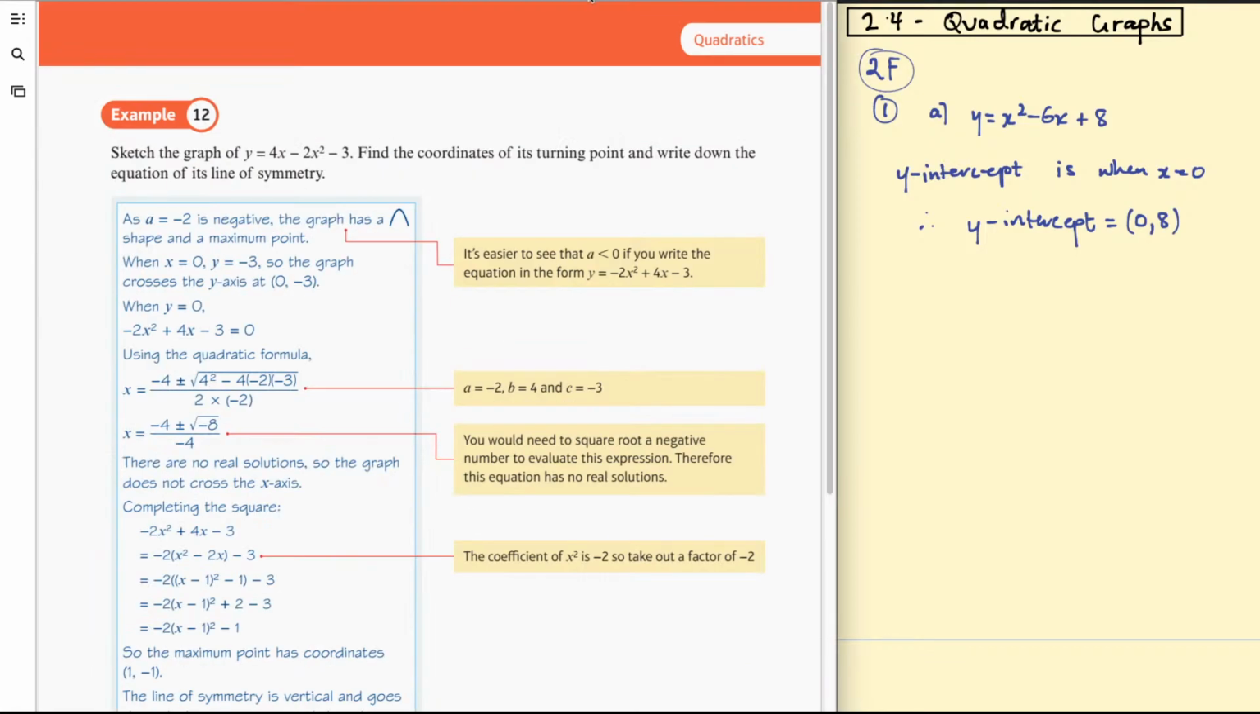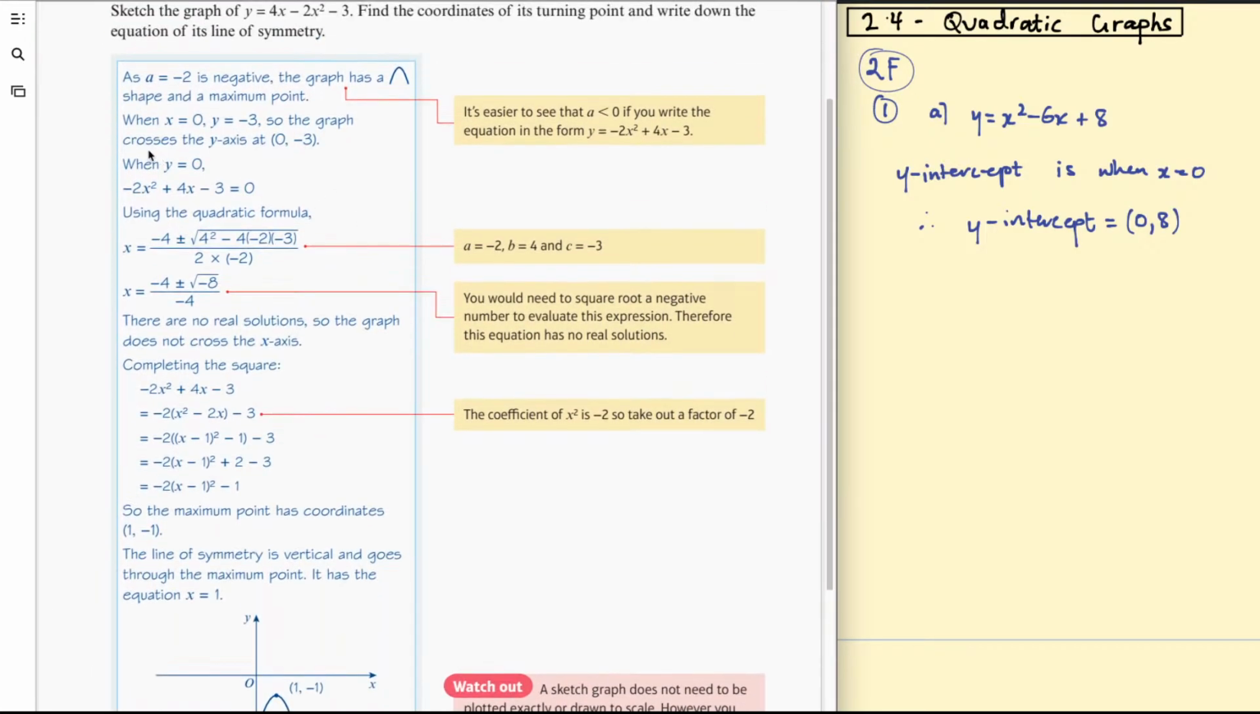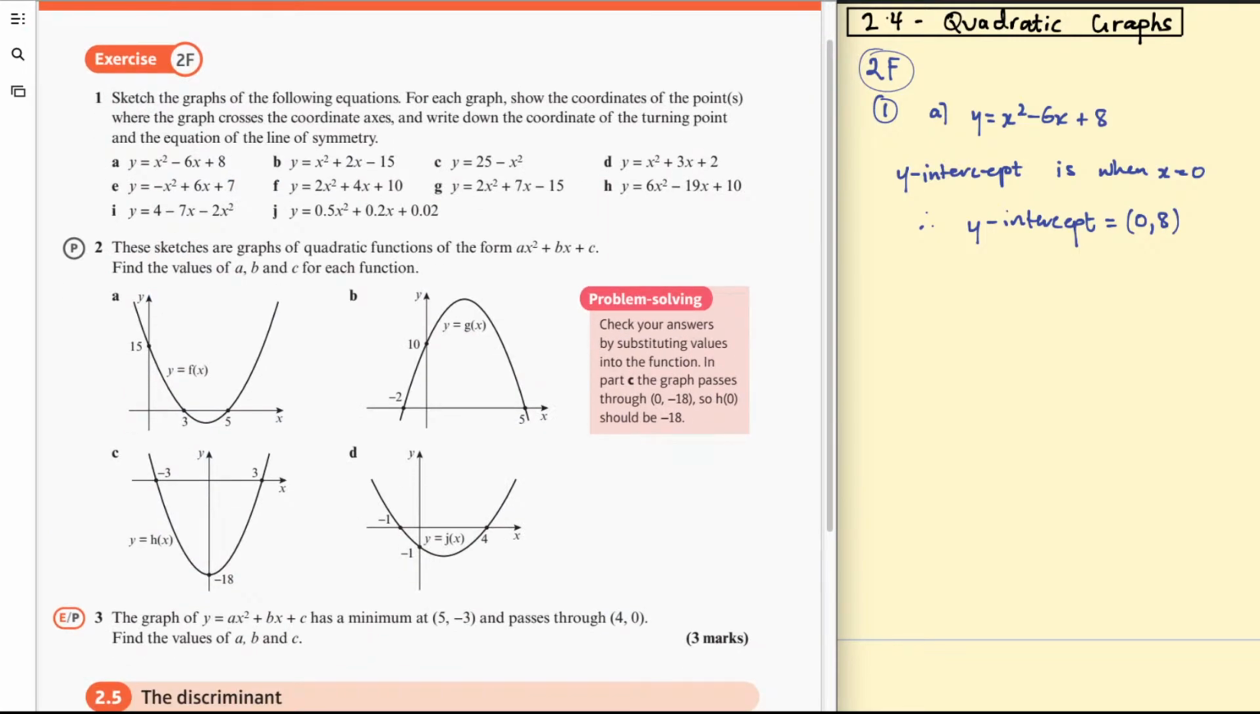I'll just check how they were writing that. Oh, so they say the graph crosses the y-axis at (0, -3). I generally just write y-intercept. I think that's fine as well. Then we need the x-intercepts. That involves finding the roots, or where this equals 0.